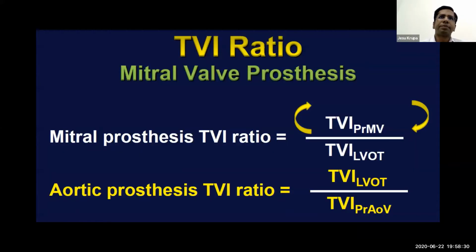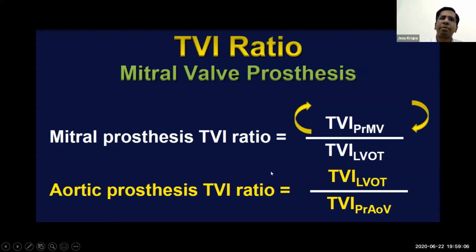The next parameter: we looked at E velocity, we looked at mean gradient, we looked at effective orifice area and how to measure it accurately. The next thing that we will be measuring is the DVI, or the Doppler velocity index. That is essentially, as has been shown here, a ratio of the prosthetic mitral VTI in the numerator and the LVOT VTI in the denominator. So this is the DVI. For the aortic prosthesis, it's the other way around. That is just to bear in mind.